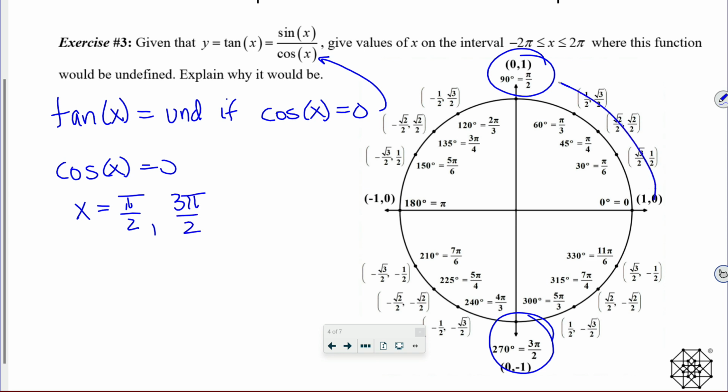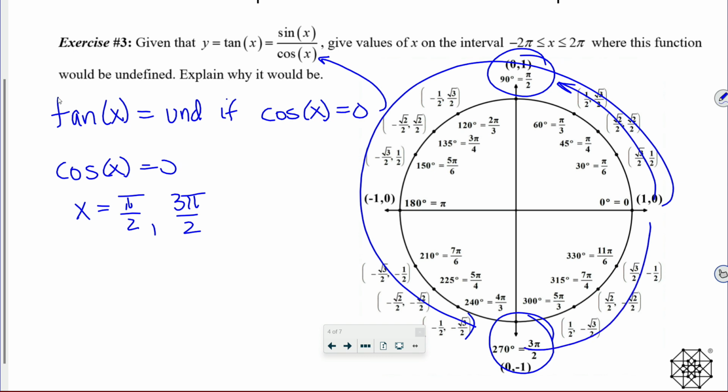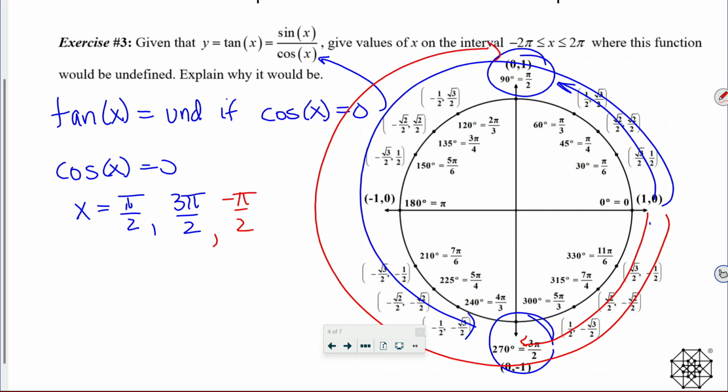That's if we're going counterclockwise. And if we go clockwise, that will be at negative pi over 2 and at negative 3 pi over 2.